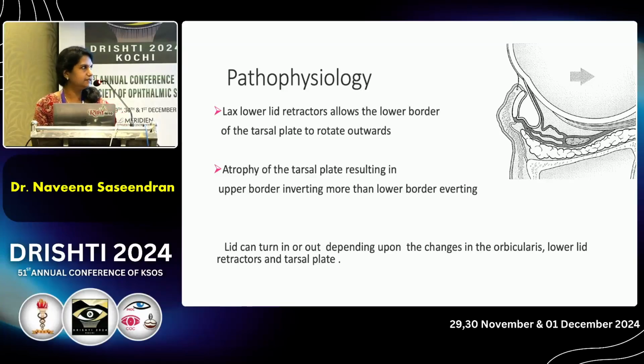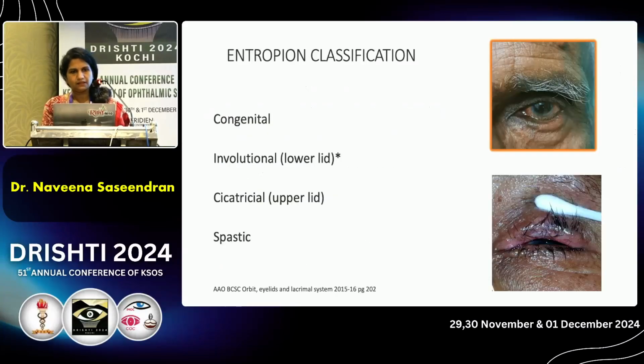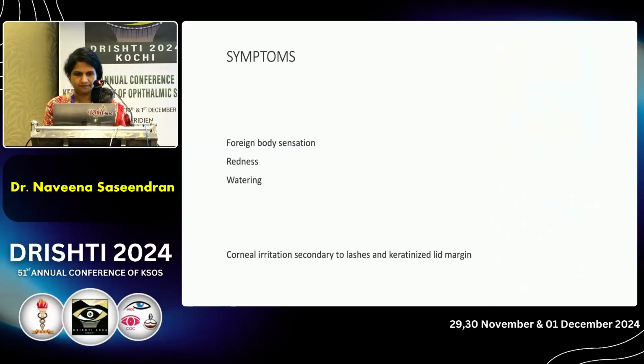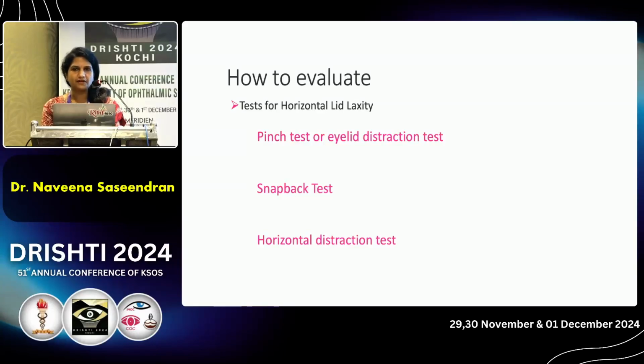So the lid can turn either in or out depending upon the changes in the orbicularis, lower lid retractors or tarsal plate. Coming to classification of entropion, it can be congenital, involutional, which is the most common type, then cicatricial and spastic. So what brings the patient to the ophthalmologist? It is a foreign body sensation, redness and watering, and these are secondary to corneal irritation by the lash or the keratinous conjunctiva. How to evaluate these patients?